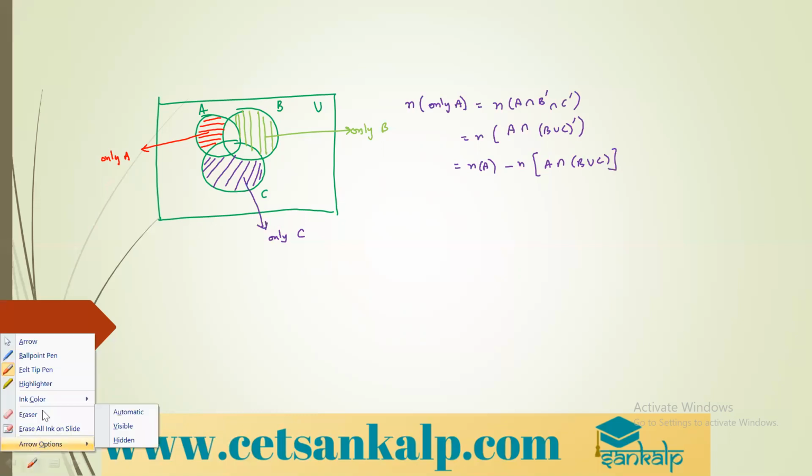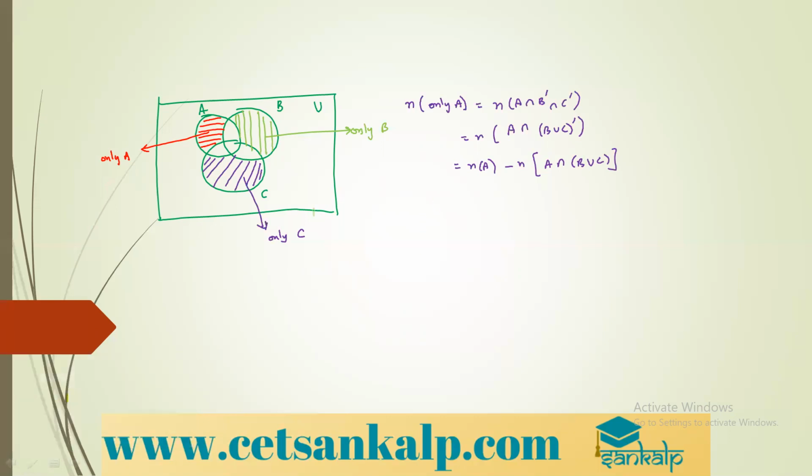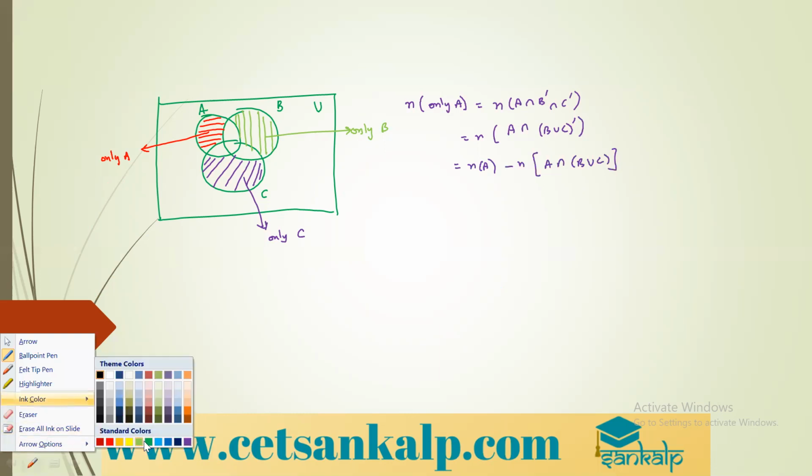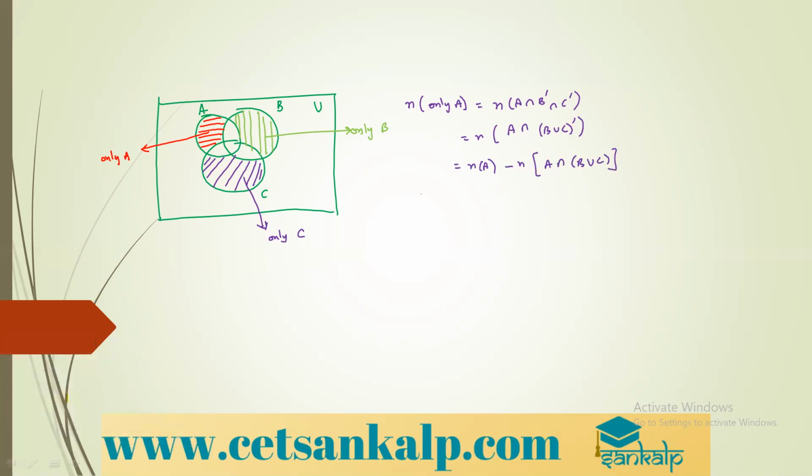Why did I write this? Because in sets, you have learned one important formula. What is that important formula? In sets, n of A intersection B dash, B complement, is n of A minus n of A intersection B. This formula I have used here. So based on that, I got this.